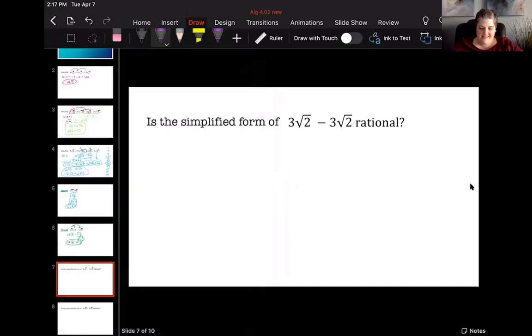So next question: is the simplified form of 3 square root of 2 minus 3 square root of 2 rational? So remember, you subtract if they have a common radicand, so the 2's match. Anytime you're subtracting exactly the same number, like 2 minus 2 is 0, 1/2 minus 1/2 is 0, a billion minus a billion is 0, so 3 square root of 2 minus 3 square root of 2 is a big fat 0. So they're asking you, is 0 rational?